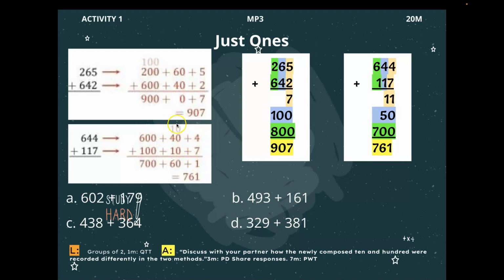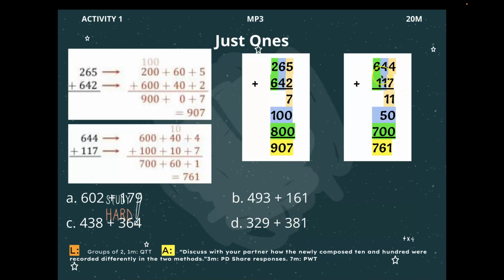So the 10 goes in the tens place, the 1 goes in the ones place. Then we add our tens, 10 plus 40 plus 10, and that equals 60. Then we add our hundreds place, 600 plus 100 equals 700. Then 700 plus 60 plus 1 equals 761. See the same thing over here.